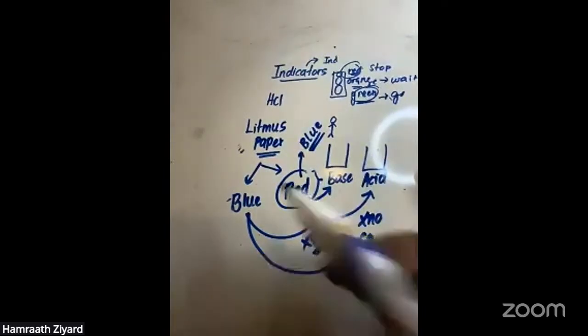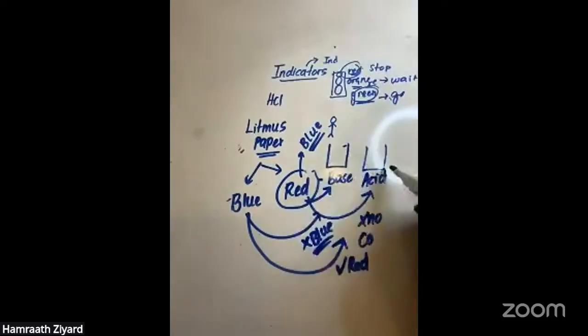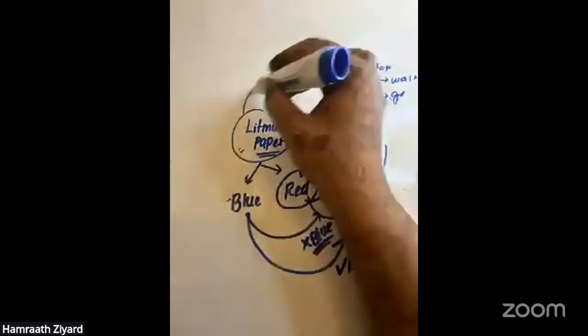So that means blue litmus is neutral to the base. Red litmus is neutral to the acid. So you have to understand clearly. So this is one of the indicators.